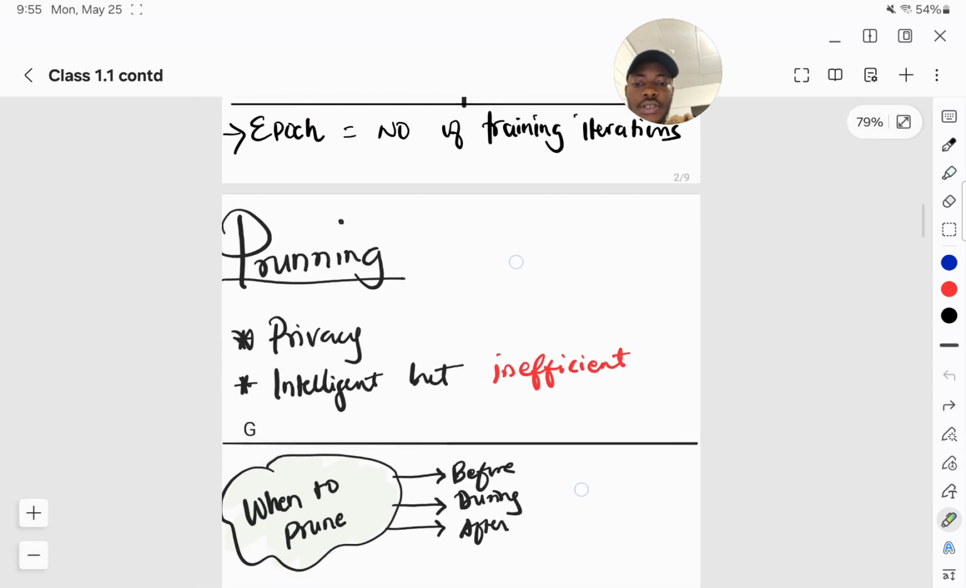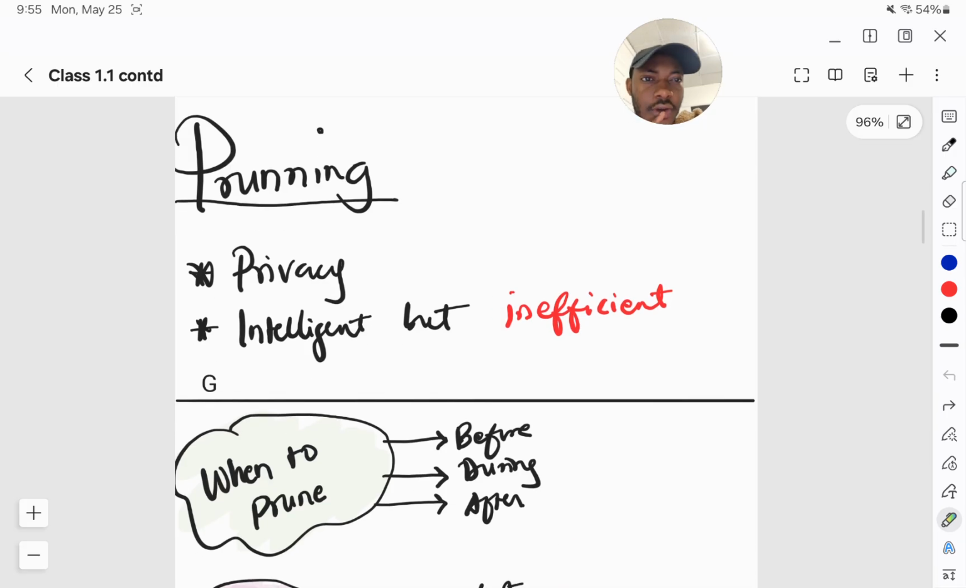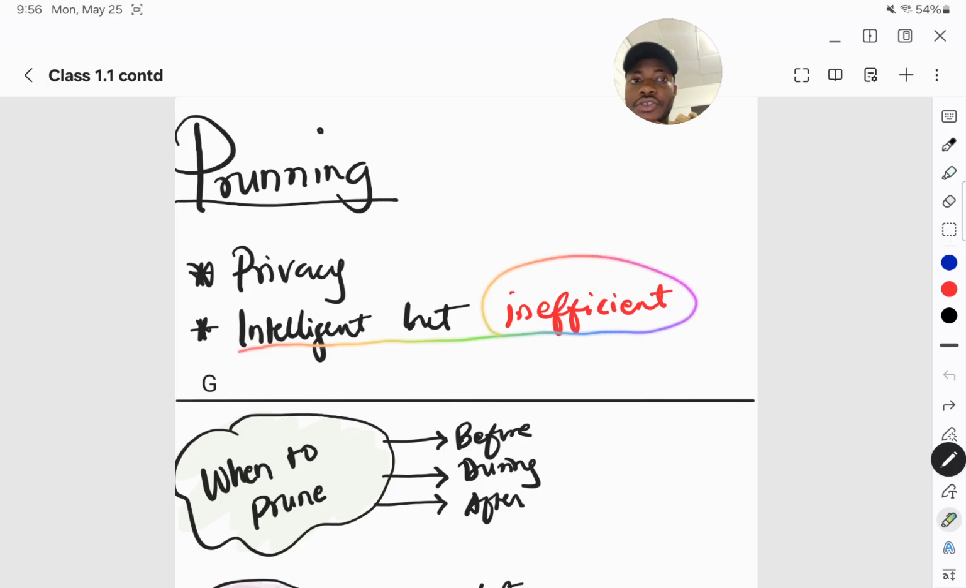And then we go to pruning. So the core essence of pruning, from my experience so far, is privacy. You know, pruning helps, just like when you want to prune something, right? You are essentially trying to prevent a particular segment of that thing from exposure or from use, right? So the first use case is privacy, and then the second use case is intelligence, but it's inefficient. So this is one thing you should note for the exam.